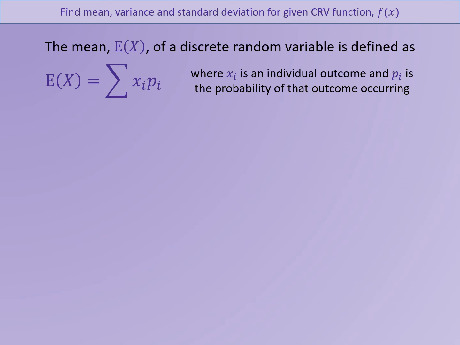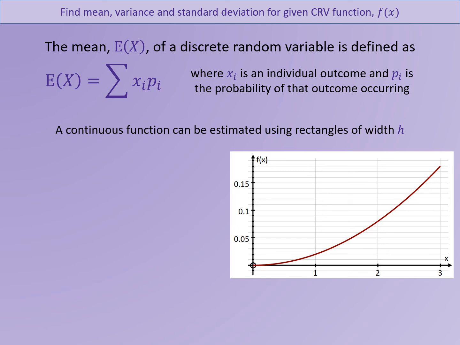We've seen previously that the mean of a discrete random variable, sometimes known as EX, the expected value of x, can be calculated using this formula. It's the sum of each of the x values multiplied by their probability. So for a continuous function, we could estimate this by using rectangles with a width of h.